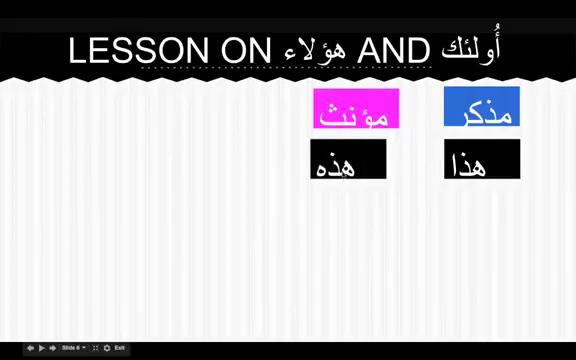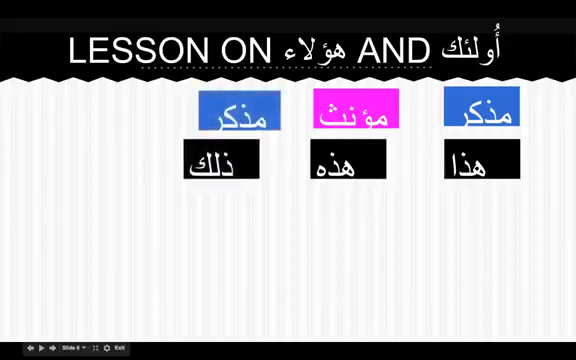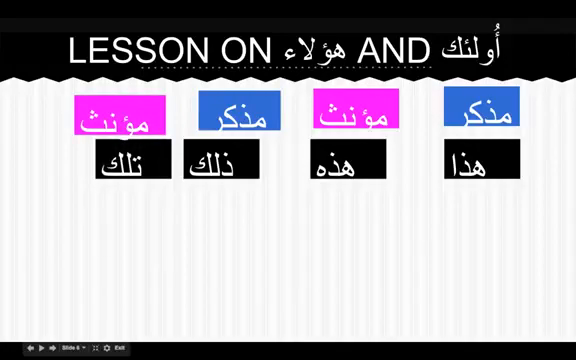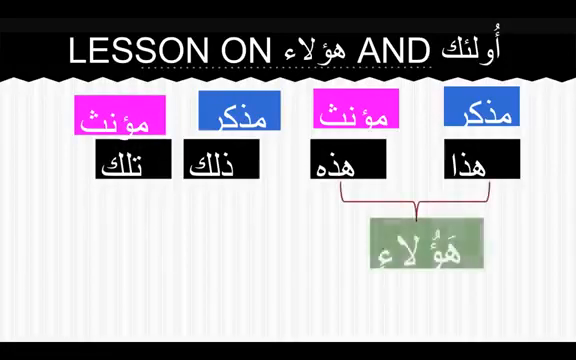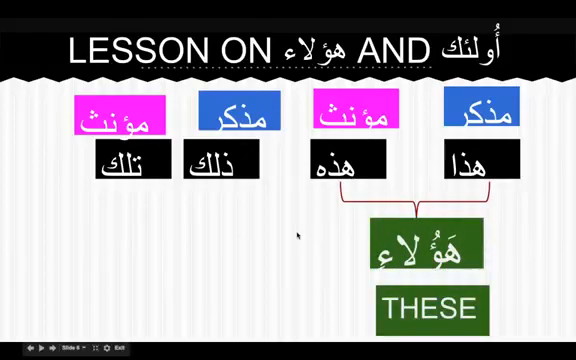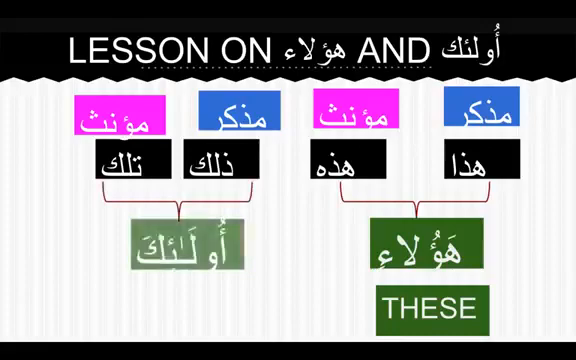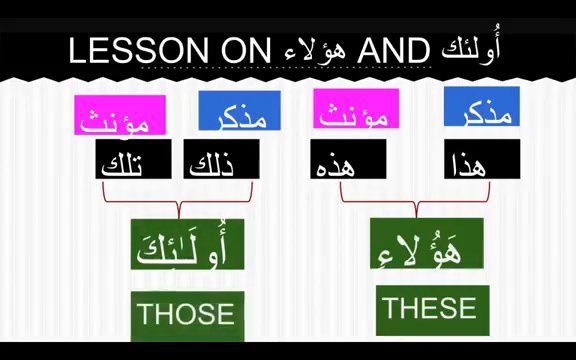So going to the exercise lesson on هؤلاء and أولئك inshallah. So we know مذكر is هذا, اسم الإشارة للقريب, مفرد, and مؤنث اسم الإشارة للقريب is هذه, and اسم الإشارة للبعيد is مذكر ذلك and مؤنث تلك. So for هذا and هذه we have هؤلاء for both مذكر and مؤنث, which means these, and for ذلك and تلك, اسم إشارة للبعيد, for both مذكر and مؤنث we have أولئك, which means those.